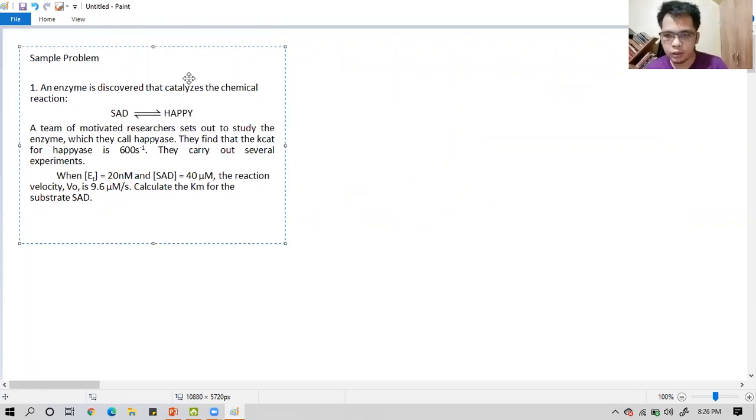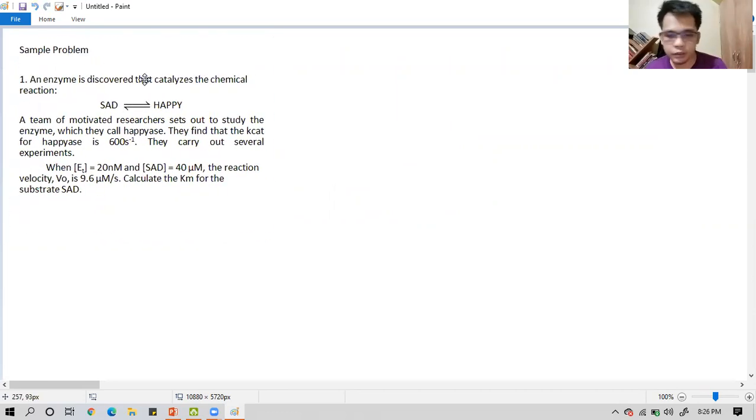Okay. Now, let's solve this one problem here. An enzyme is discovered that catalyzes the chemical reaction S in equilibrium with P. A team of motivated researchers sets out to study the enzyme, which they call HAPiase. They find out that the Kcat, or the turnover number, for HAPiase is 600 per second. They carry out several experiments.